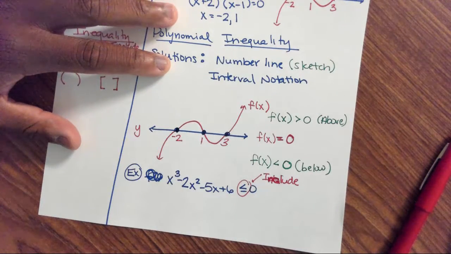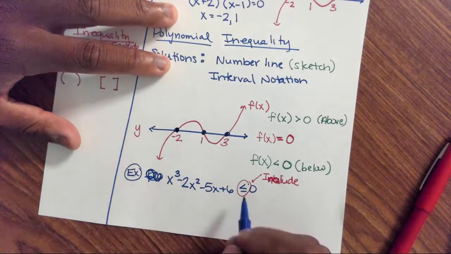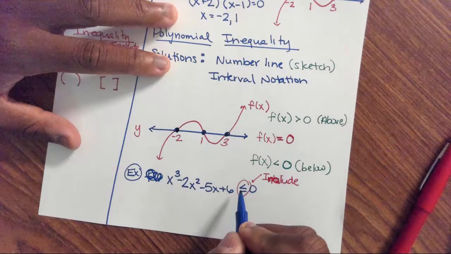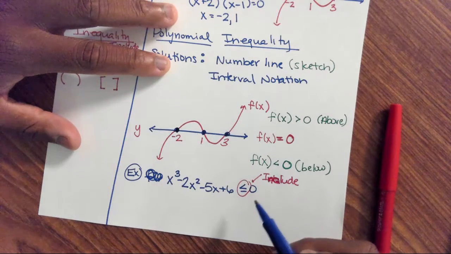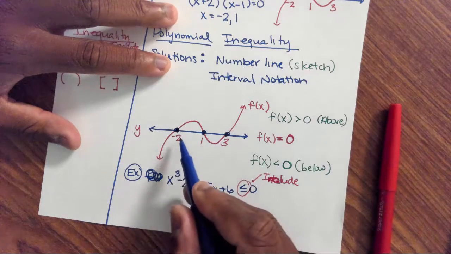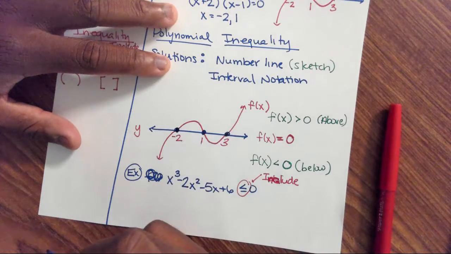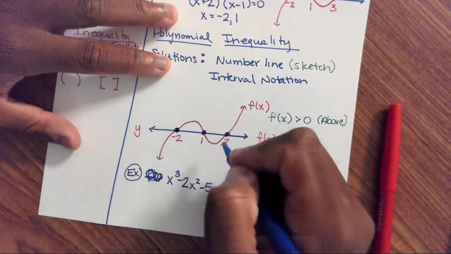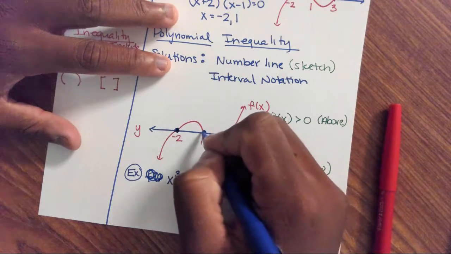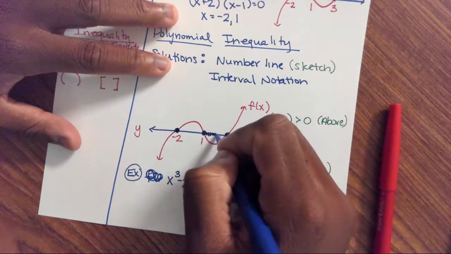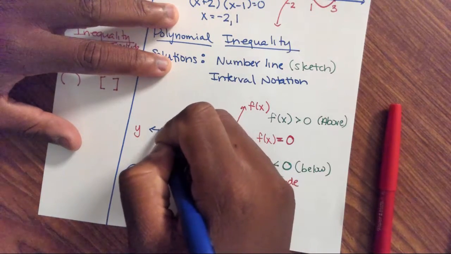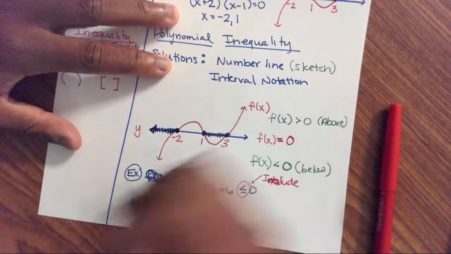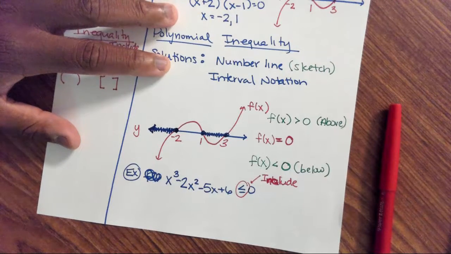Everybody understand that? Now, less than or equal to means it has to be either equal to 0 or what? Is it above or below? Below 0. Where is this graph going to be below the y-axis then? Well, it looks like it's in between. You can see it's definitely below from 1 to 3, right? And it's also below when x is less than what? -2 out this way. So you're going to shade those intervals on your number line.